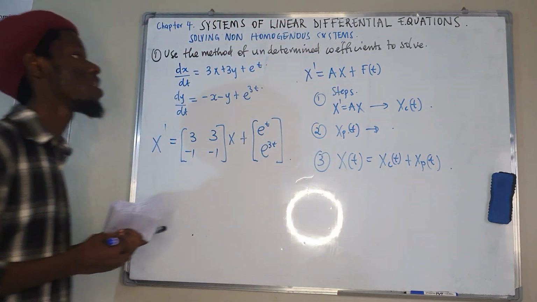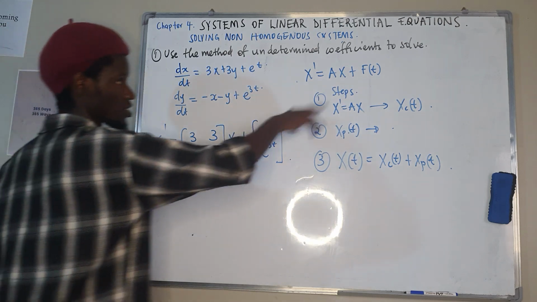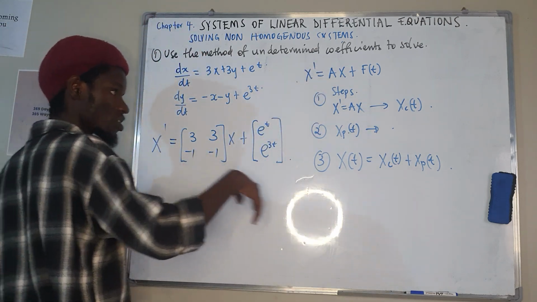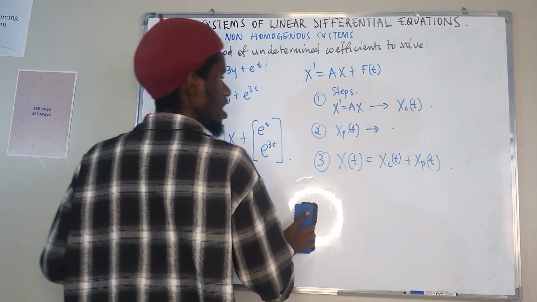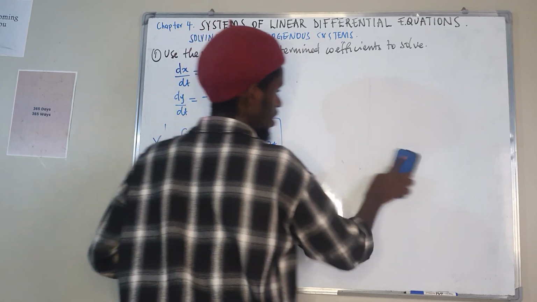Now, let us go step by step so as we get the solutions. My first step is for me to solve the homogeneous system. For solving the homogeneous system, it is simple because I've been doing it. My step is finding the homogeneous system solution.